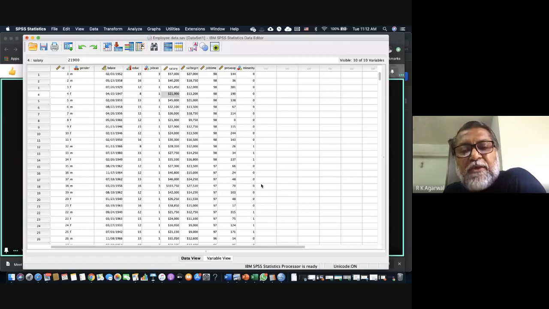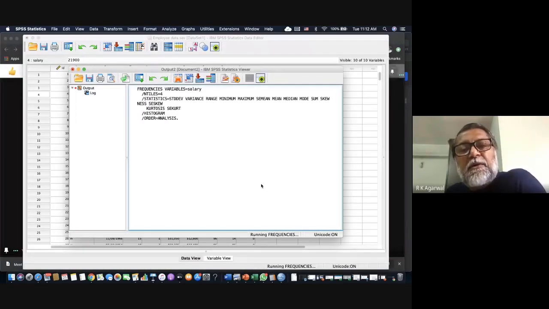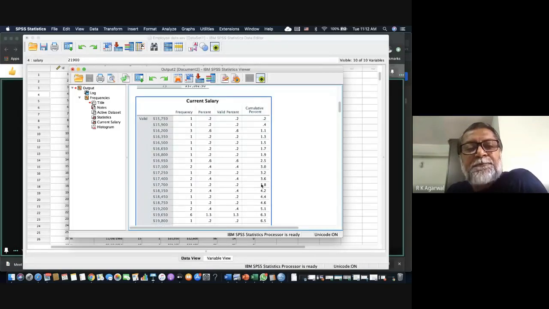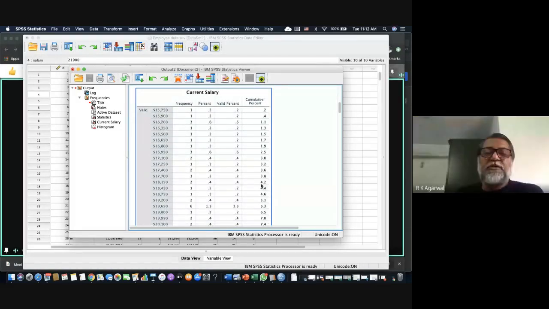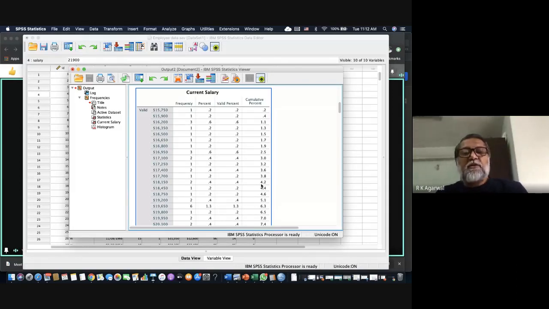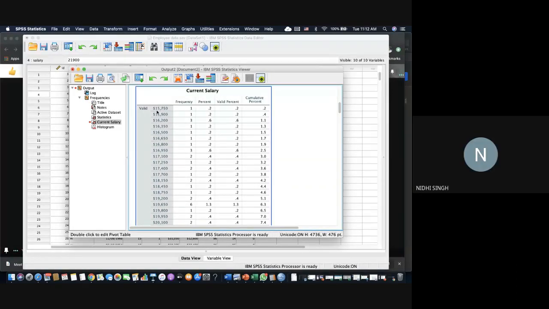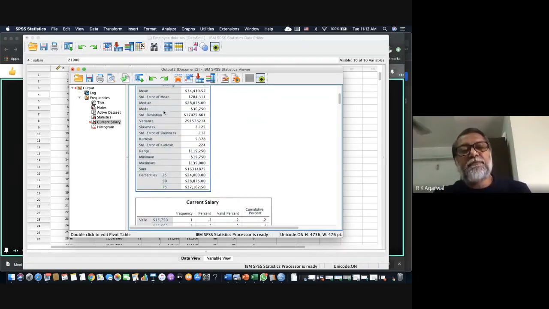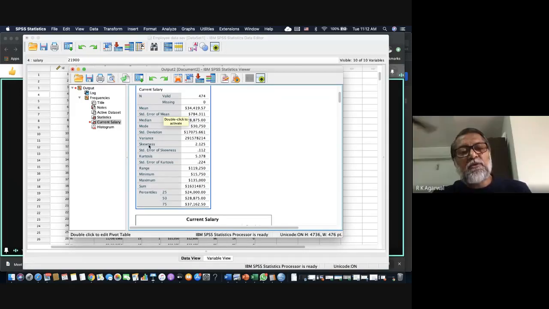So when we click OK, we get an output window which will show us the various values which we have asked for. Now this is the frequency distribution which I was talking about. Just concentrate on this. 15,750 is the lowest value. You can see here. What is the lowest value? Minimum 15,750.